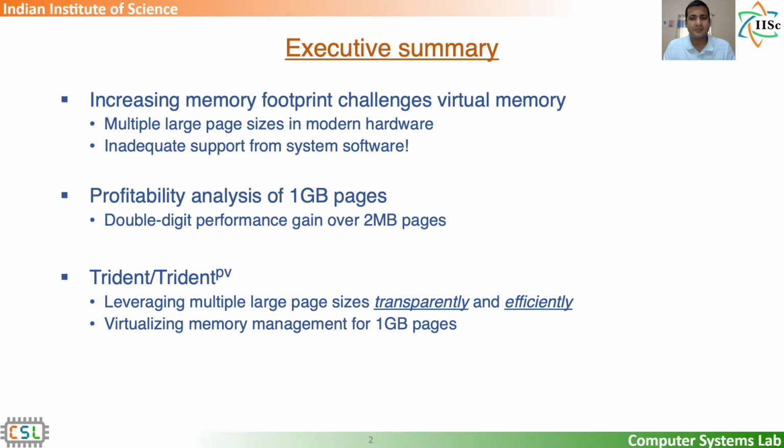In our paper, we first show that 1 GB pages have significant potential to improve performance, and there is no good reason why we should not be using them more often. We have built Trident in Linux, a system that uses all page sizes, transparently and efficiently. We will also take a look at a variant of Trident that optimizes large page management in virtualized systems.